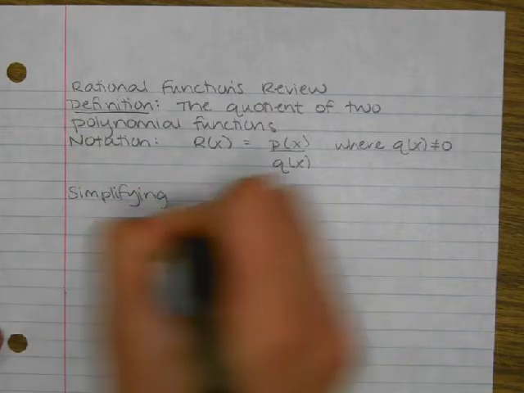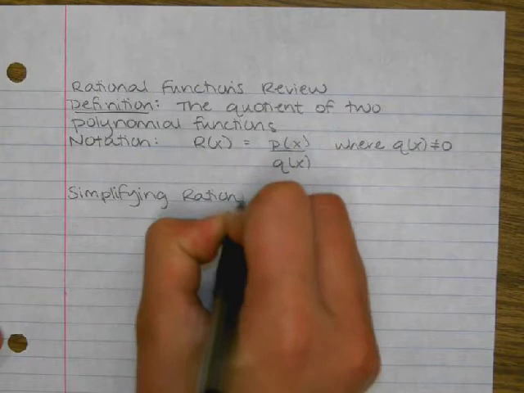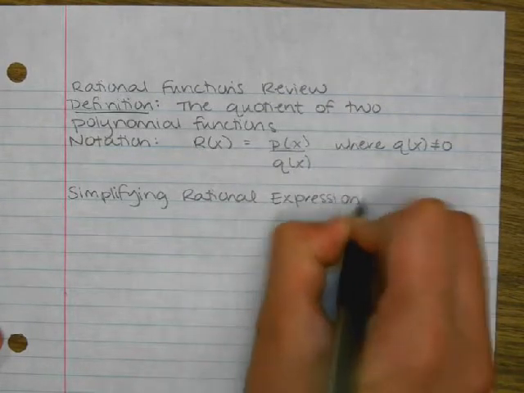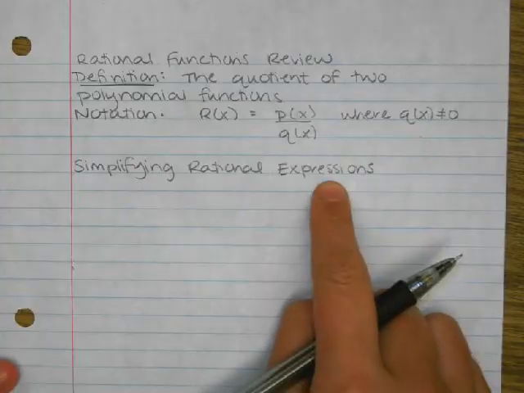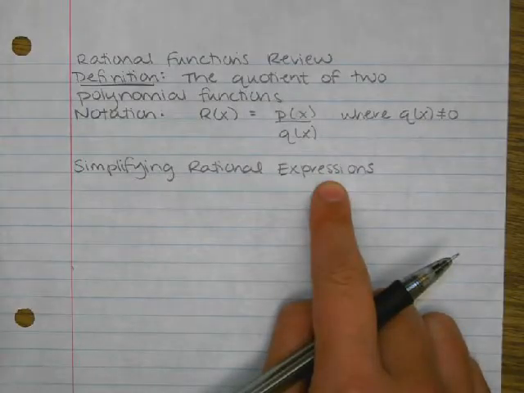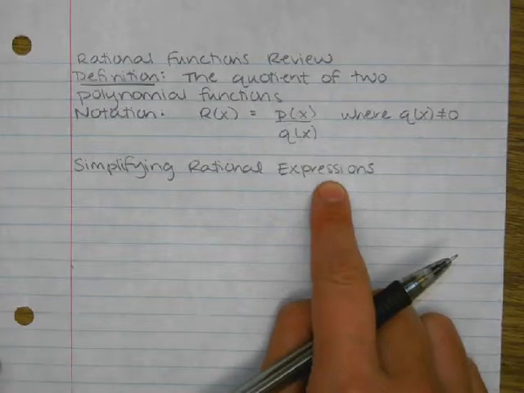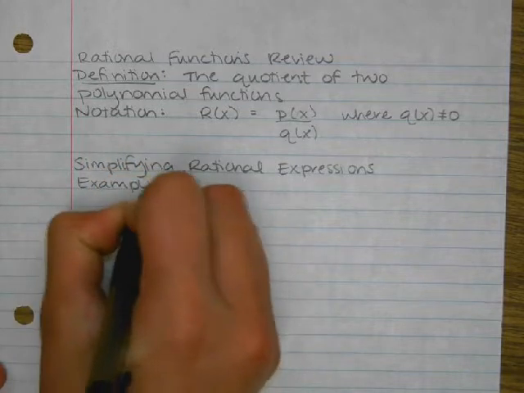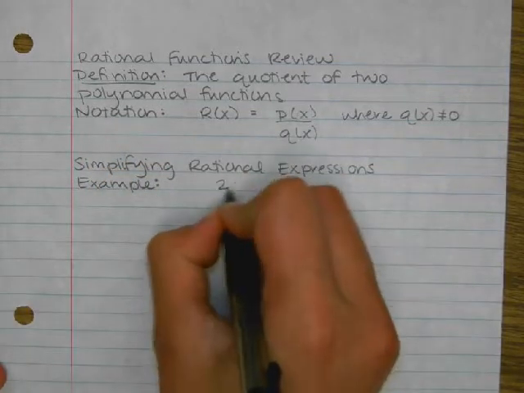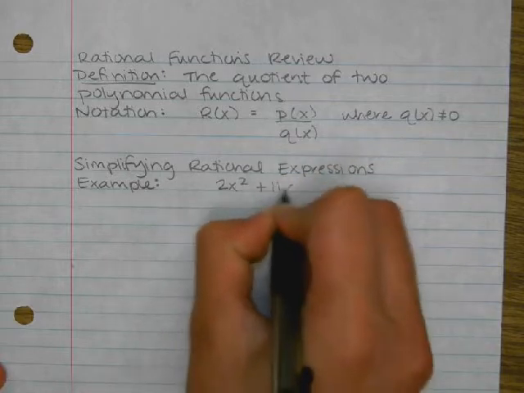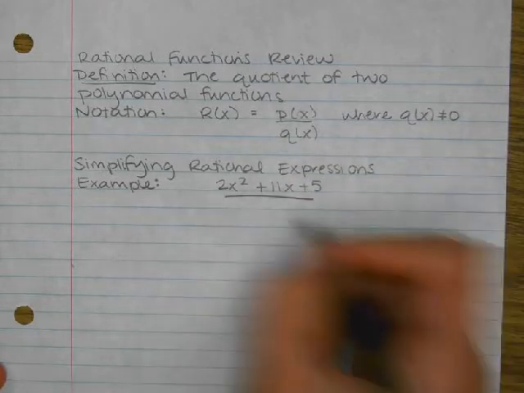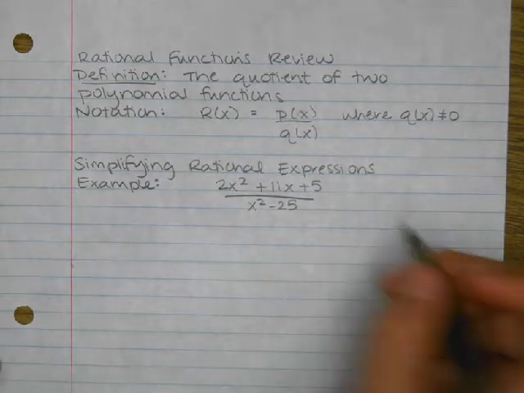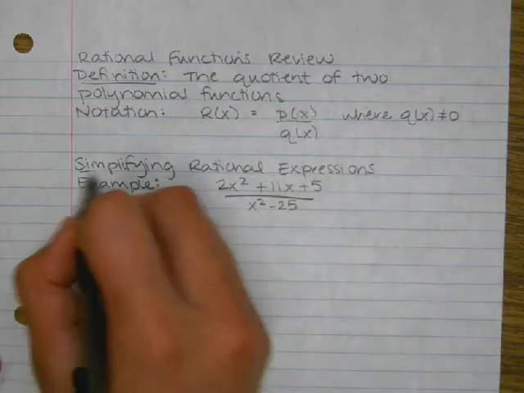So the first thing that's going to be important in our review is to make sure that we remember how to simplify rational expressions. So simplifying rational expressions. And an expression is just something that is not an equation, there's no equal sign. So a rational expression, for example, could be something like 2x squared plus 11x plus 5 divided by x squared minus 25. So here we're going to go ahead and simplify the rational expression.